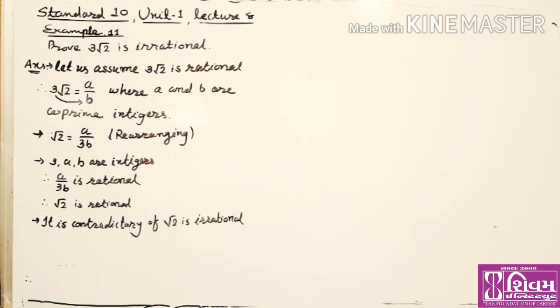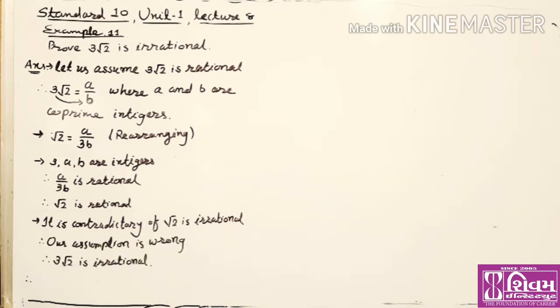It means our assumption is wrong, and therefore 3 root 2 is irrational. We assumed that 3 root 2 is rational, but by doing so, we got one contradictory argument that root 2 is rational, and it is contradictory to root 2 being irrational. Therefore, our assumption is wrong. Therefore, we will say that 3 root 2 is irrational. Let us do one more question.